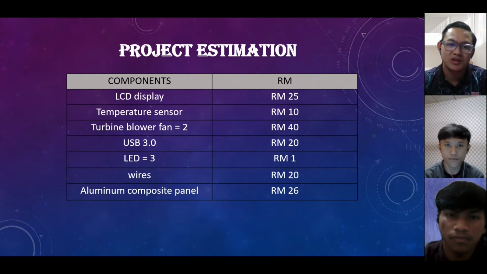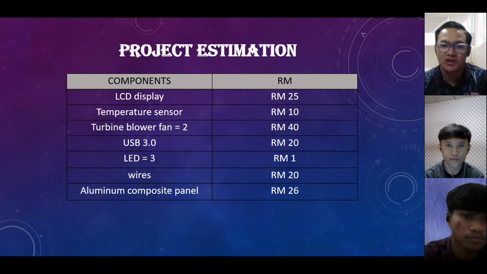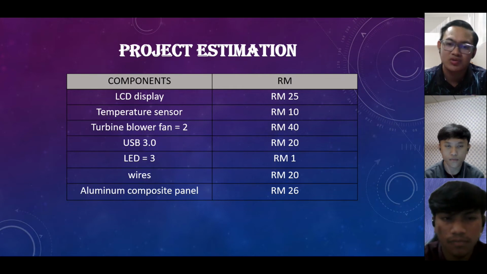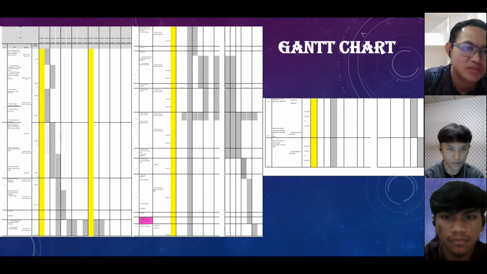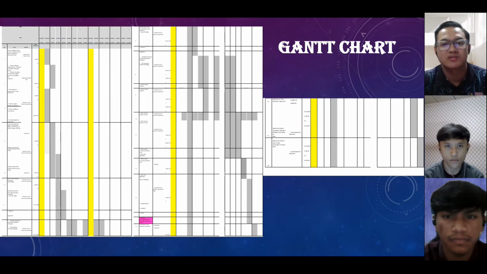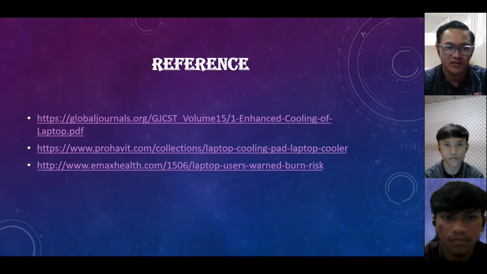This is the project estimation for our product. As you can see, the total for the project is almost 200 ringgit. And for the Gantt chart, please forgive the small details because we are going to insert a larger one. It would take up too much space, and the references.